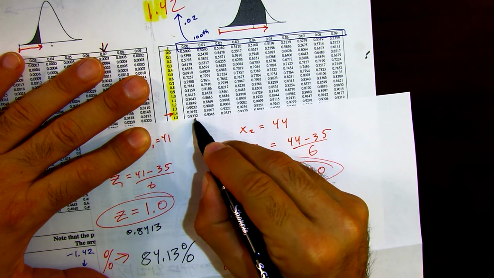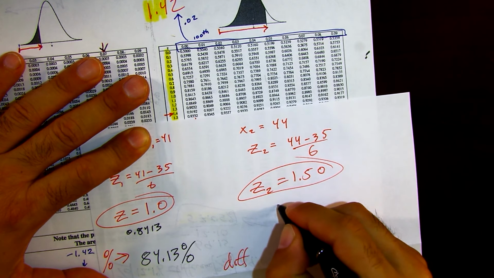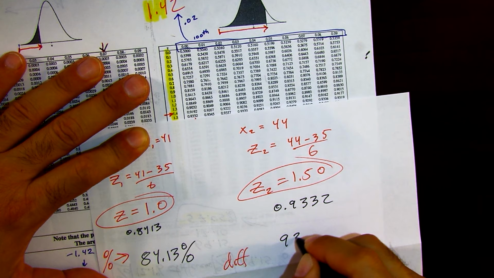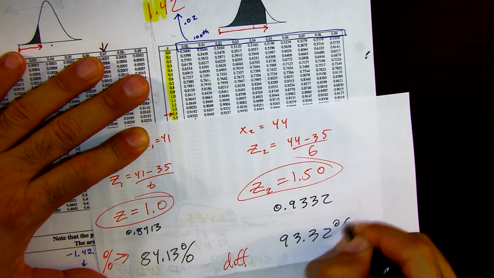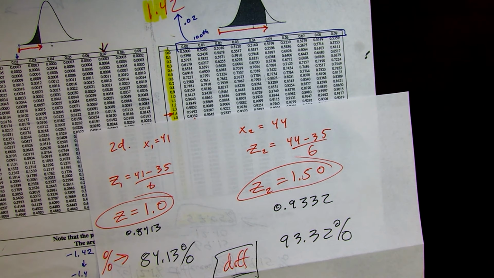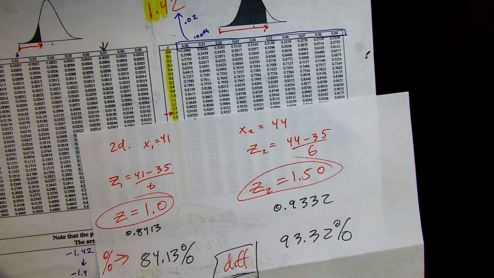It doesn't matter the order here. You're going to always subtract the smallest number from the largest. You're just going to do a regular subtraction here. So let's go: 93.32 minus 84.13. There we go. The difference in the area in between is 9.19%. That is our answer.